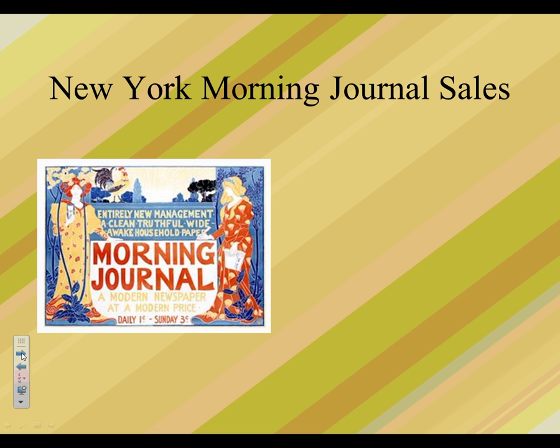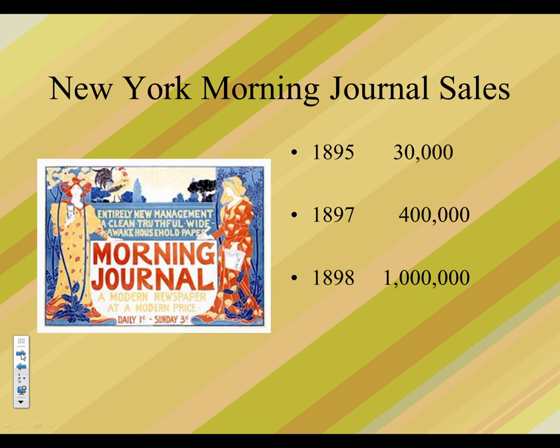Now, just to show you how yellow journalism works, in 1895, at the start of the rebellion, they're selling 30,000 copies of the newspaper a day. A couple years later, they're up to 400,000, and at the time of the Spanish-American War, 1 million papers a day. People wanted to read this stuff. People were excited, interested, informed, and yellow journalism was working.